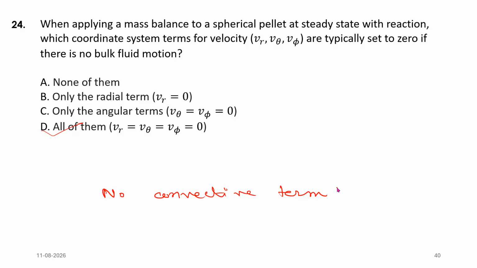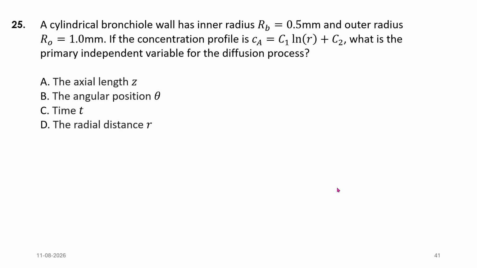A cylindrical bronchial wall has inner radius Rb equals 0.5 millimeter and outer radius R0 equals 1 millimeter. If the concentration profile is like this, what is the primary independent variable for the diffusion process? It is the radial distance R, right? Diffusion is happening with respect to the position, so it is R.